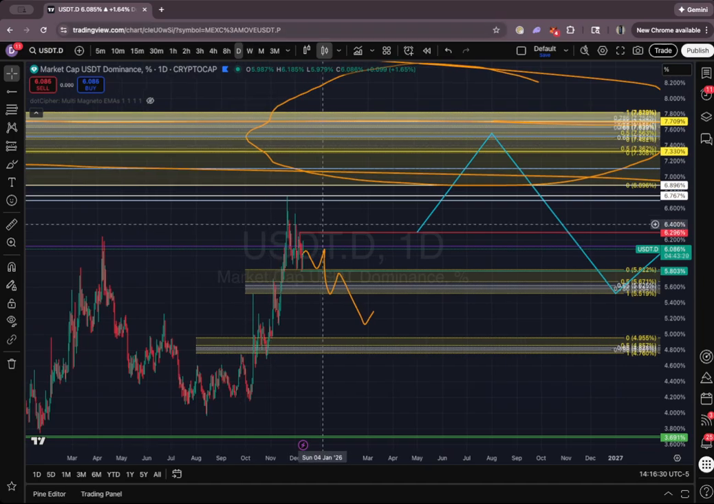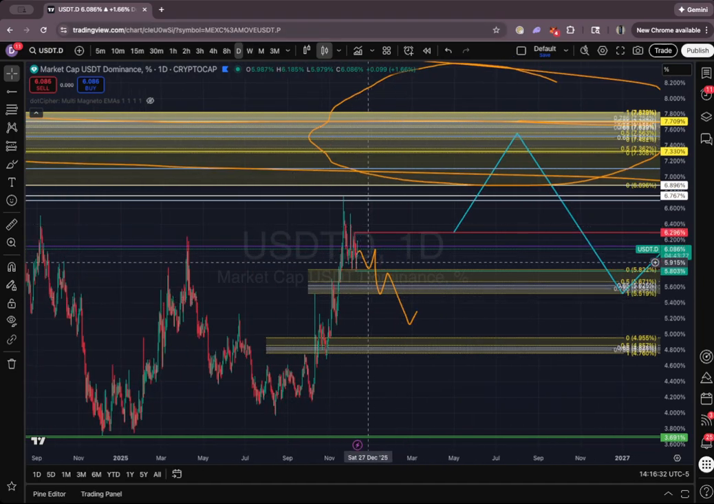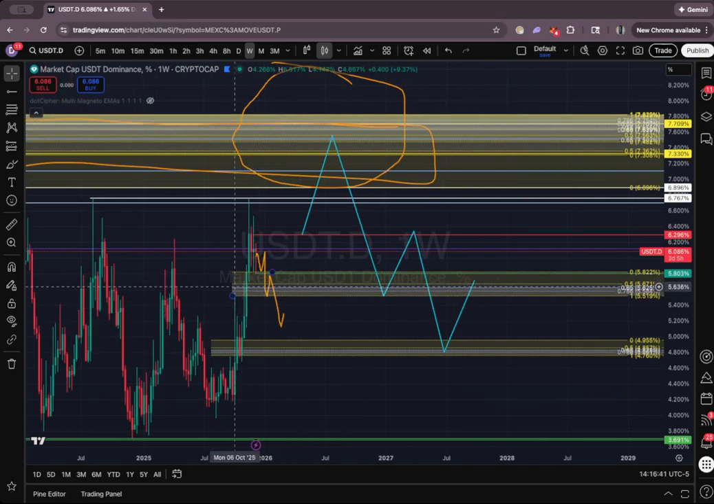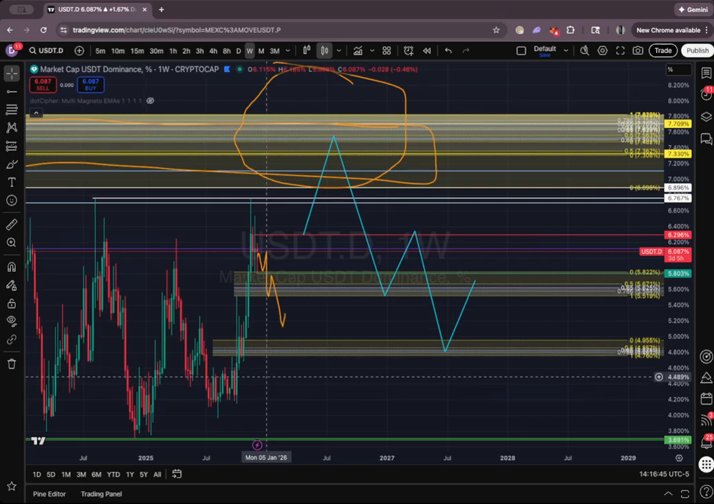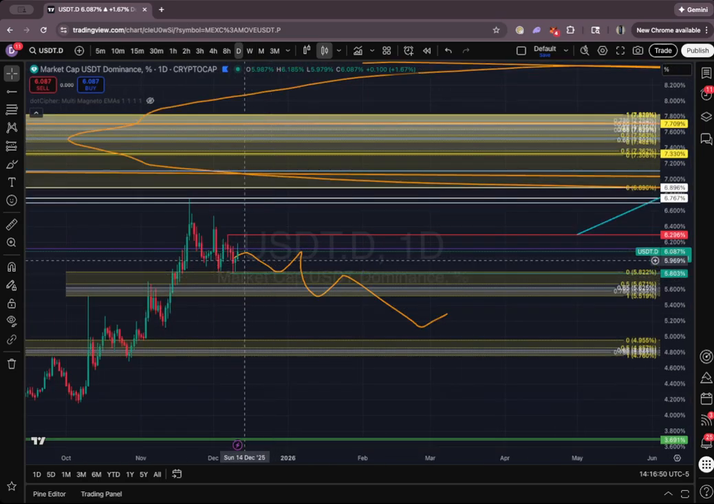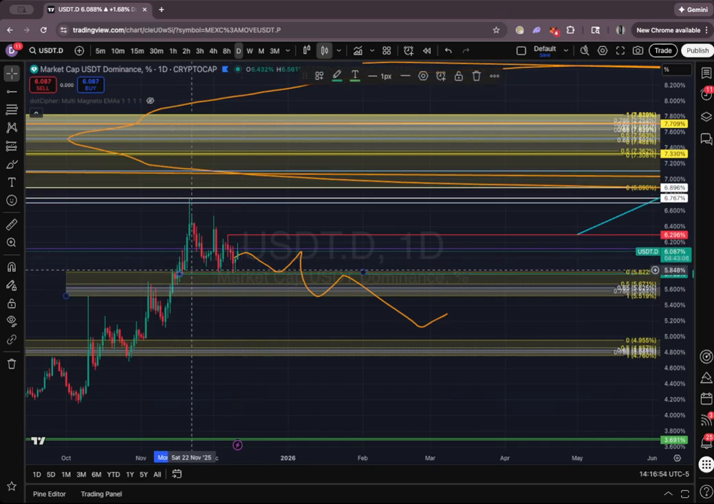So daily wise, it looks like we're going to consolidate here. I want to see a break. I want to see a break of 5.8 to continue. Weekly is still red, so I'm a little optimistic there, and we actually do have, actually this is pretty dense. The weekly is pretty dense. The daily looks good. The daily looks good because we do have relative equal low right here.